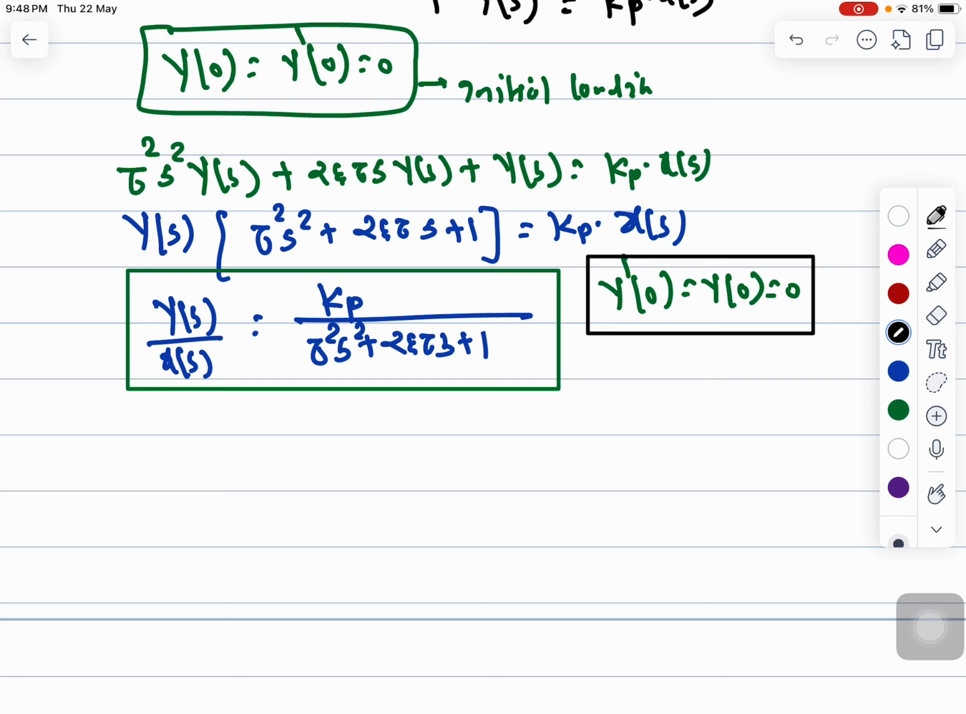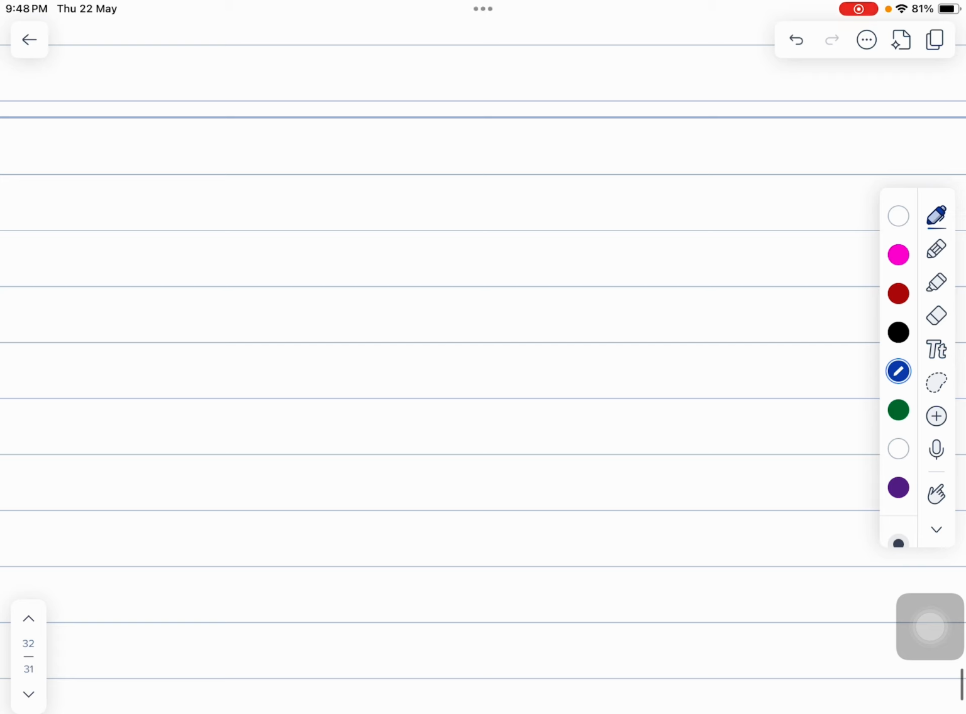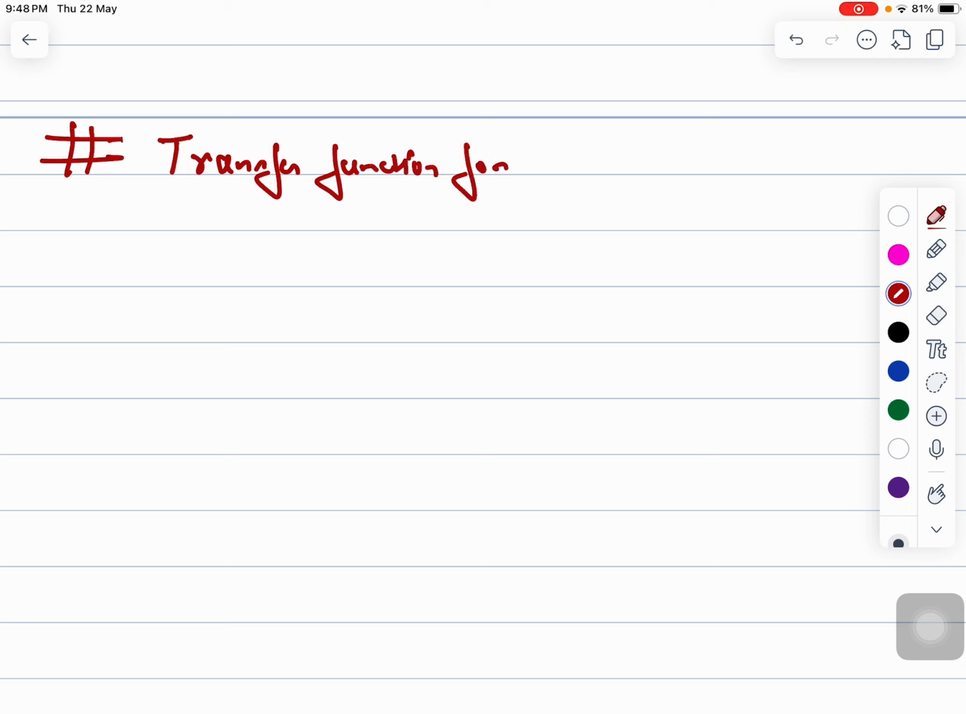Now I'll be moving towards deriving some fundamental transfer functions for real processes, right? So let's try to derive the transfer function of a mercury thermometer. That is very important. Transfer function for a mercury thermometer, right? So let's try to understand how these things look.